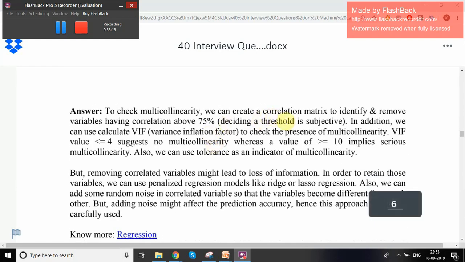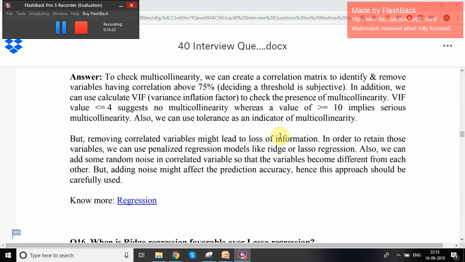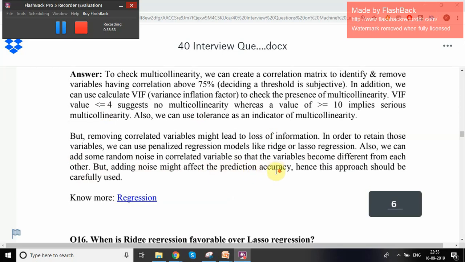See the correlation matrix, remove the variables, and 75% detecting. By removing correlation, we reduce the information. After removing the information, we have to penalize, like lasso regression. Also, we have some noise correlation, exactly what we have discussed right now. But adding the noise might affect the accuracy portion, and the approach should be used carefully.